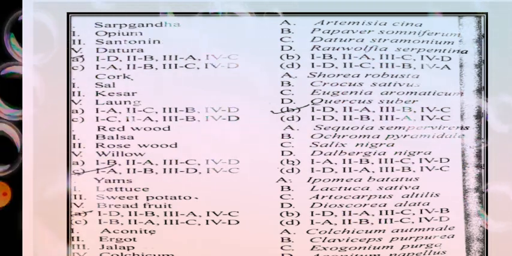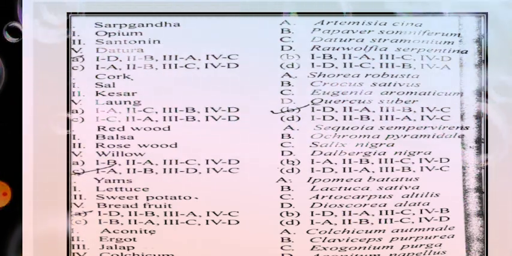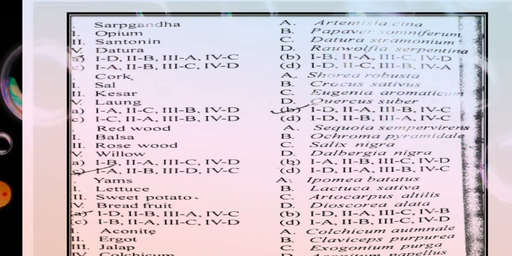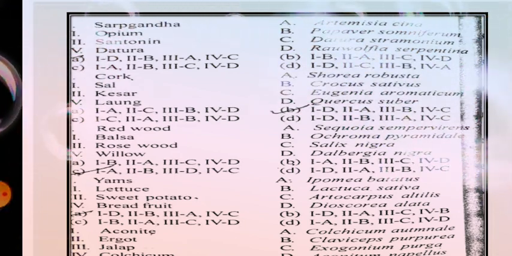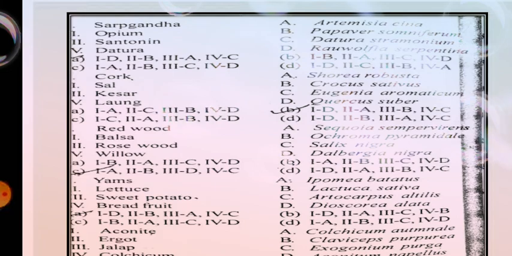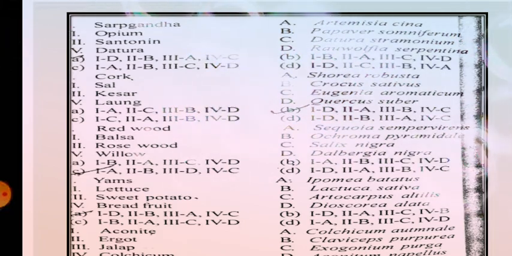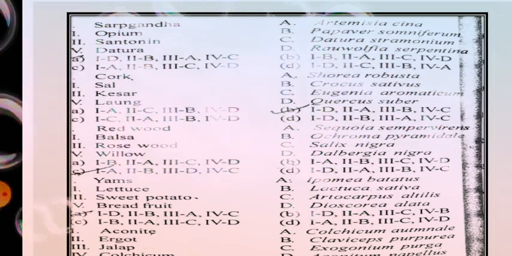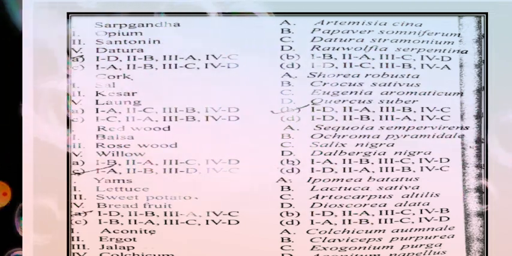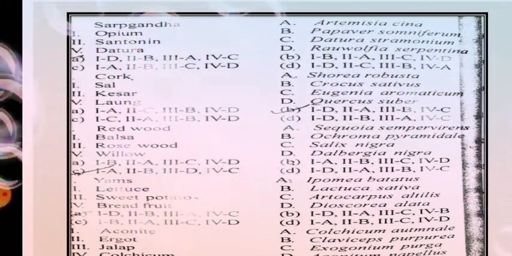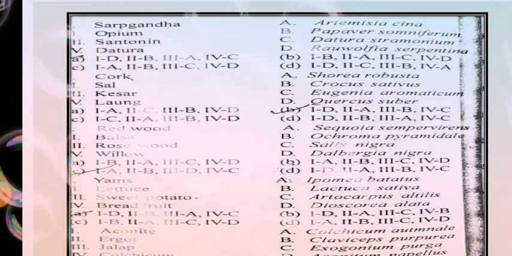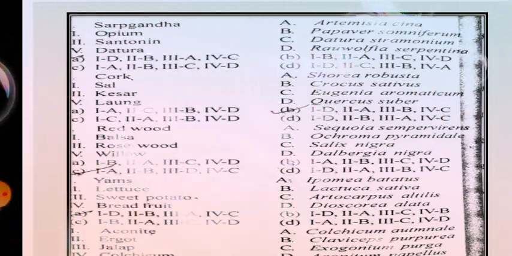So let's come to the second one. In case of the left side, cork, sal, kesar and long. In case of the sal, the scientific name is Shorea robusta. So option number 2 is the A. In case of the C option and the B option, it is given that 2 is matched with the A.